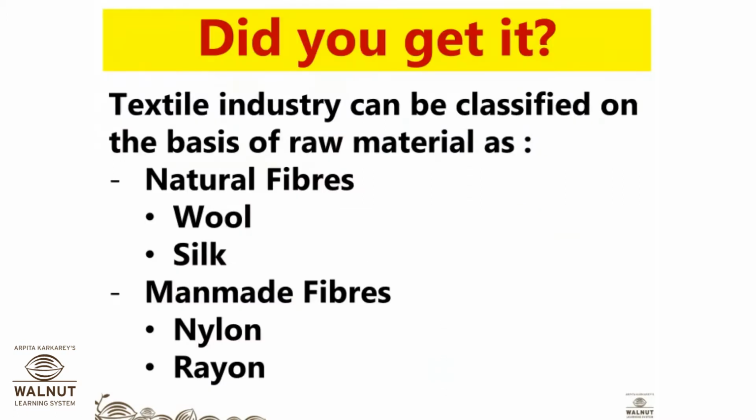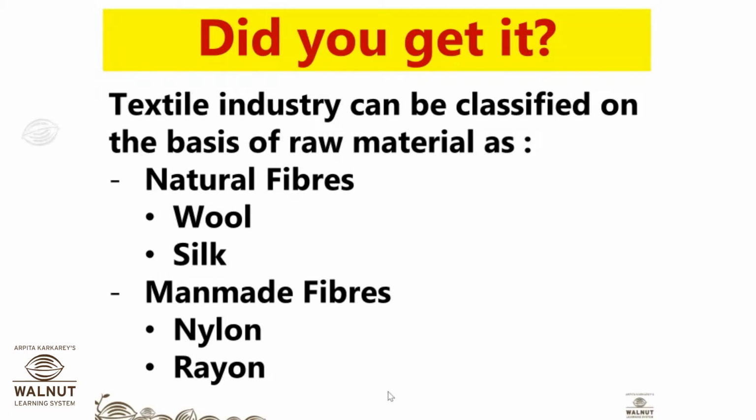Textile industry can be classified on the basis of raw materials. The raw material that goes into it depends on whether the cloth you gave me as an example is made of cotton. If it is made of cotton, the raw material will be the cotton balls, the cotton which is produced on the cotton plant. Or it can be silk, or it can be nylon. So based on raw material, basically there are two types that go into it. One is natural fibers and one is man-made fibers.